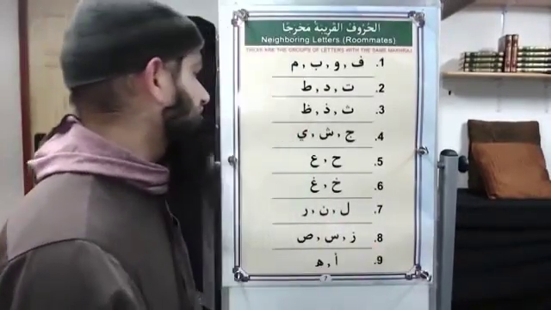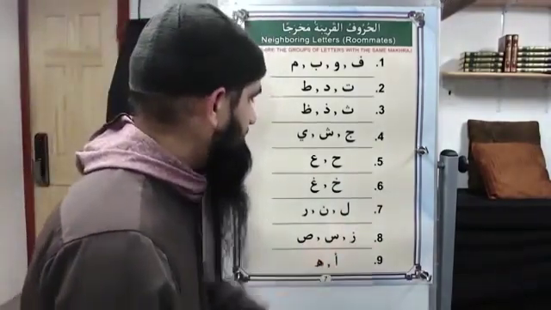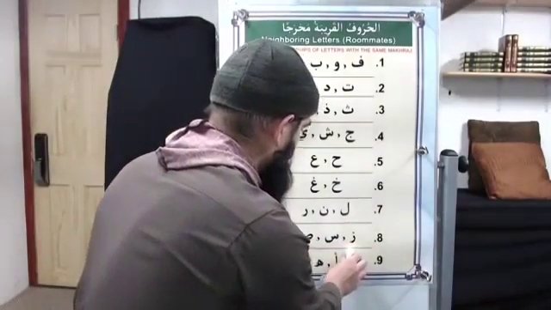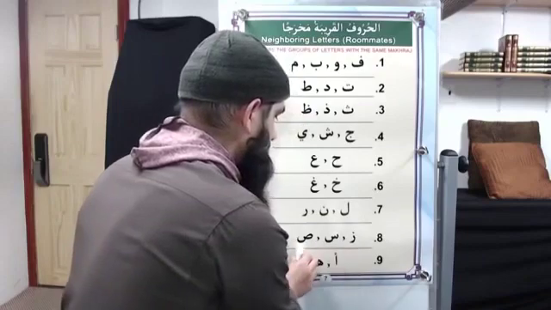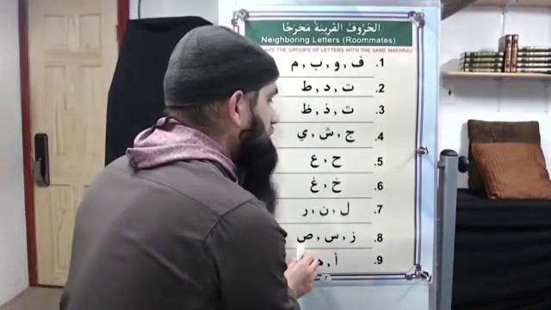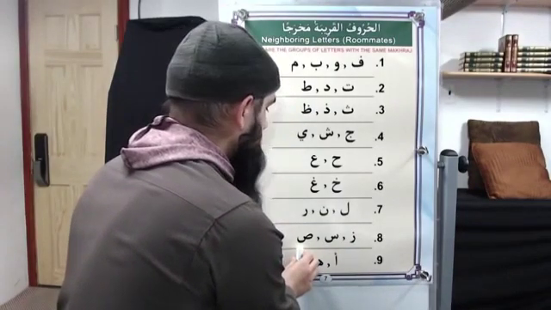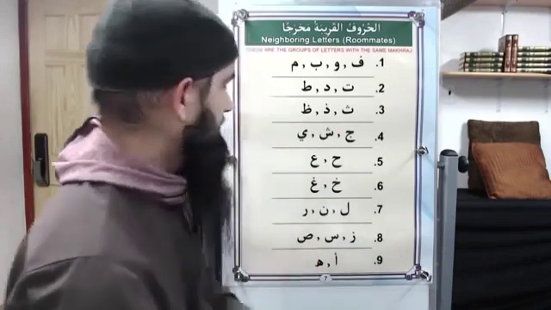Let's move on to group number 8. Let's pronounce them. Za, sin, sad. Good. Where do they come from?